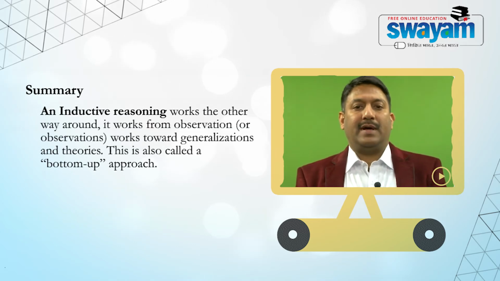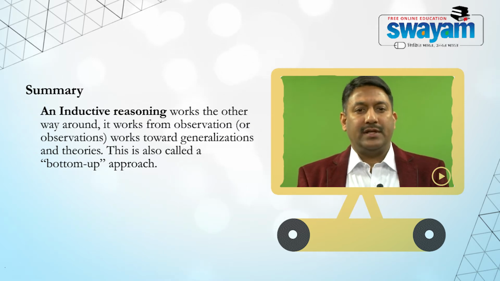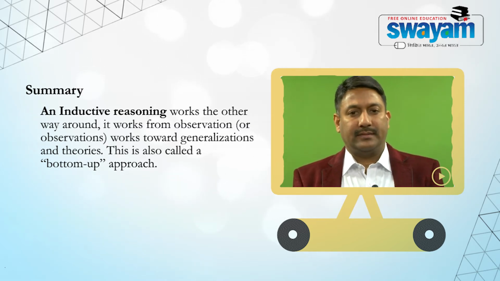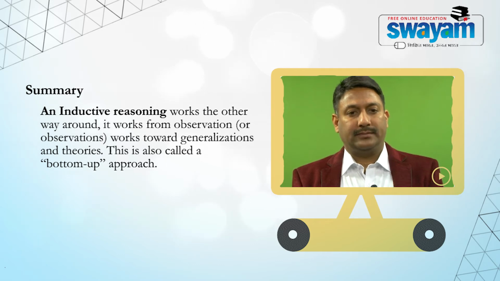In conclusion, when we use deduction, we reason from general principles to specific cases, as in applying a mathematical theorem to a particular problem or in citing a law of physics to predict the outcome of an experiment. And inductive reasoning works the other way around. It works from observation or observations towards generalization and theories. This is also called a bottom-up approach.